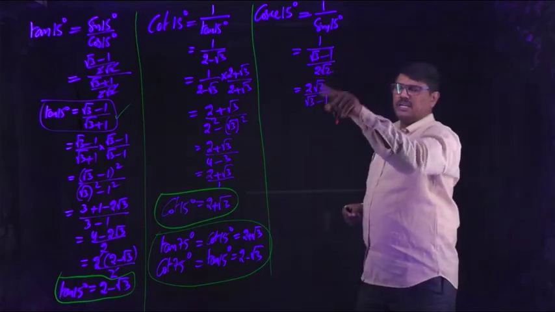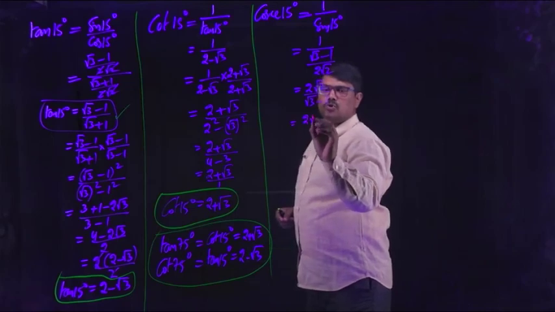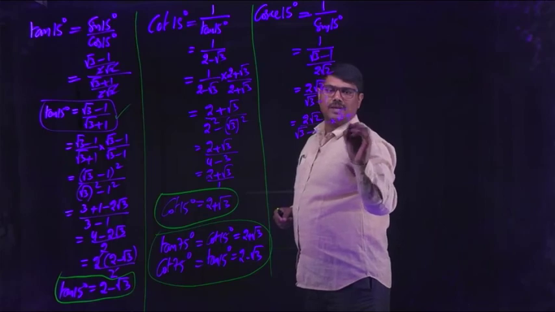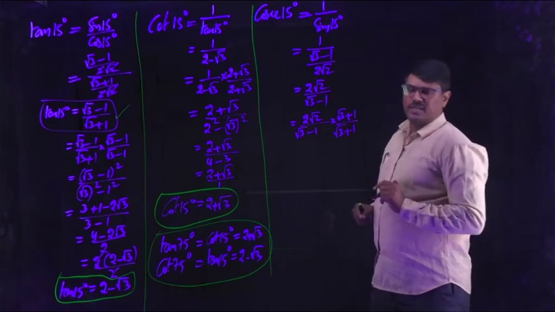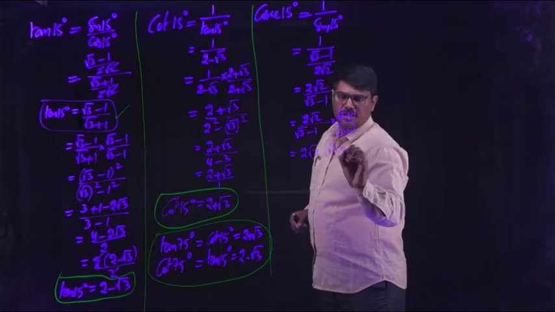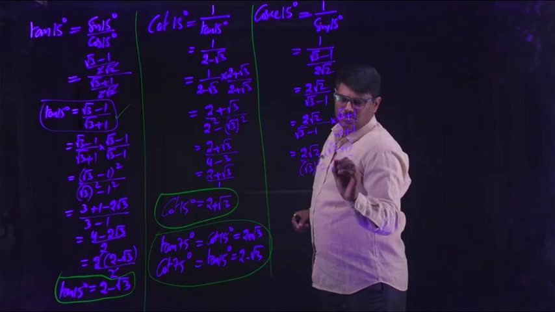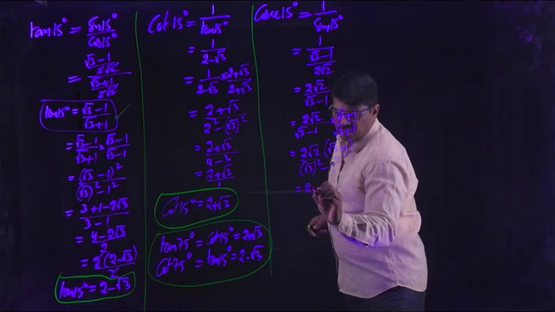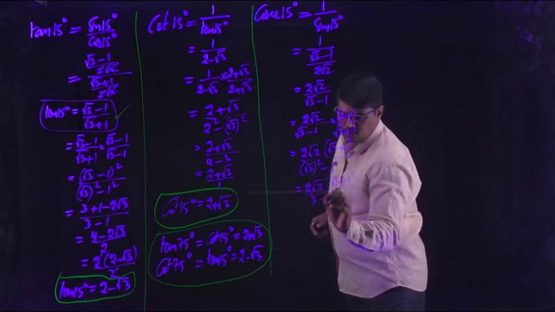So it is not easy to remember the value. That's why I am rationalizing that one. 2 root 2 by root 3 minus 1 into root 3 plus 1 by root 3 plus 1. Take its rationalizing factor of the denominator. So it will become 2 root 2 into root 3 plus 1 by root 3 whole square minus 1 square. So the denominator is a plus b into a minus b. So doing simplification further, it will become root 3 plus 1 by 3 minus 1.